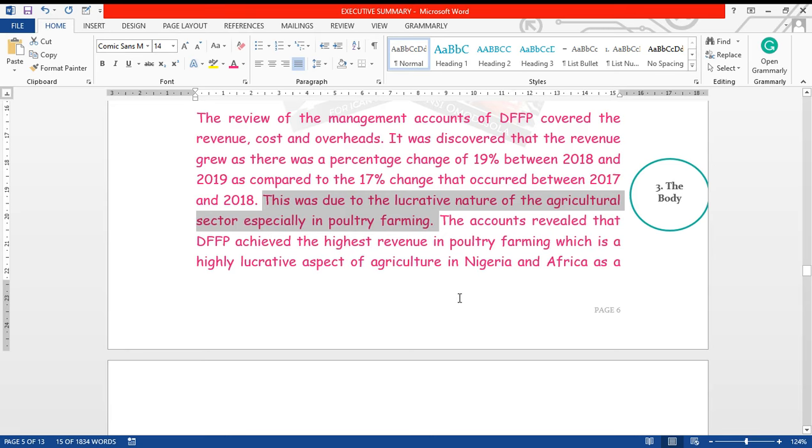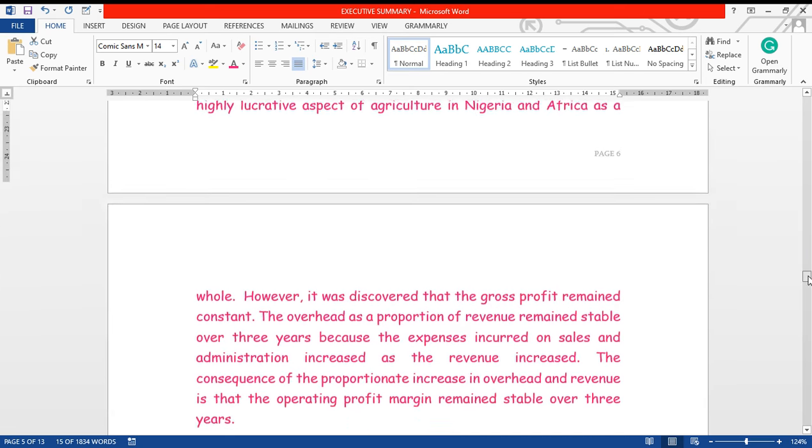And if you go through that November 2019 diet question, you will see that they were really getting a lot of money in poultry. So you can use that. Now, they didn't specifically state that poultry is the reason why our revenue grew. But that's why you have so much information. That's why you have 20 pages of information, because from that information, you can derive reasons. Do you understand? That's good. The account revealed that DFFP achieved the highest revenue in poultry farming, right? Which is a highly lucrative aspect. So you're trying to tell us the reason why revenue was on the high side.